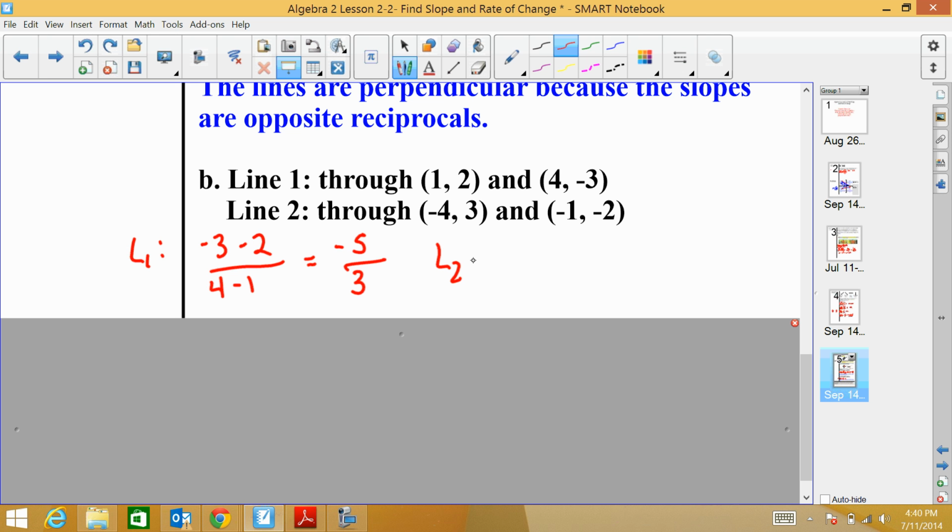And for line 2, I have -2 minus 3 all over -1 minus -4. And that's going to change into addition. So I get -5 over 3. And look at that, they are the same. So what kind of lines are they? These ones are parallel, and the symbol for parallel lines is just those double lines.